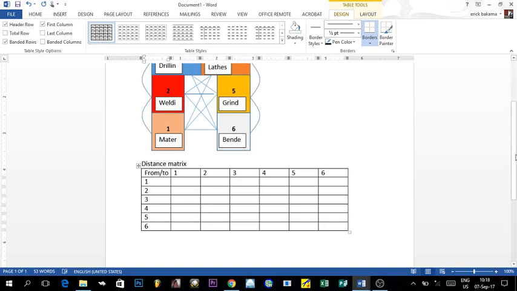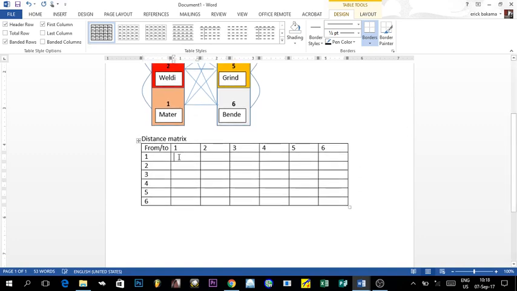Now from here we need to allocate. First of all, we should know that there's no distance between the same department. That means between department 1 and 1 there's nothing that we can put here. So we just put a dash between 1 and 1, 2 and 2, 3 and 3, and so on.